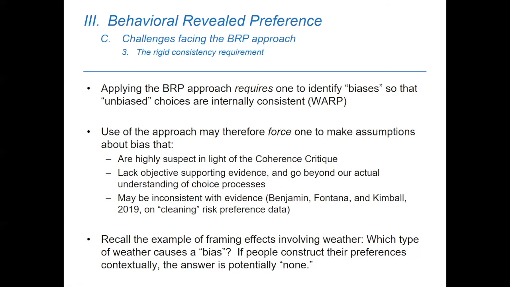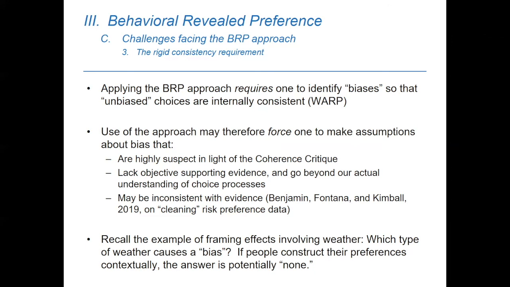Now we'll turn to the third challenge facing practitioners of the behavioral revealed preference approach. And this is what I call the rigid consistency requirement. It's important to recognize that if you apply the behavioral revealed preference approach, this requires you to identify biases so that the implied unbiased choices are internally consistent in the sense that they satisfy WARP, because that's what allows you to recover the true preferences. The use of this approach may therefore force you to make assumptions about bias that in the first place are highly suspect in light of the coherence critique.